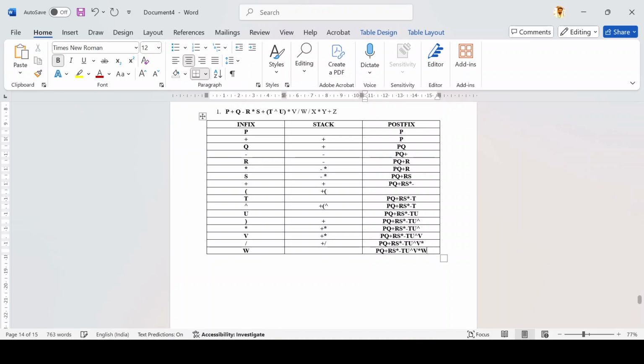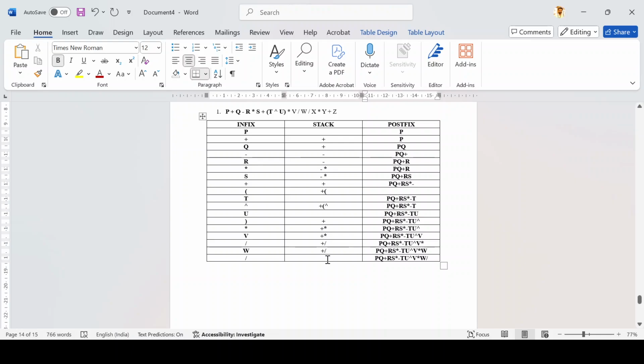Straight away into the output side, W. Then we have a division once again. Already in the stack we have a plus and a division, so the top of the stack is division. The incoming operator is also a division, so both have equal precedence. When equal precedence, what happens over here? Pop from the stack. Then repeat the same step.